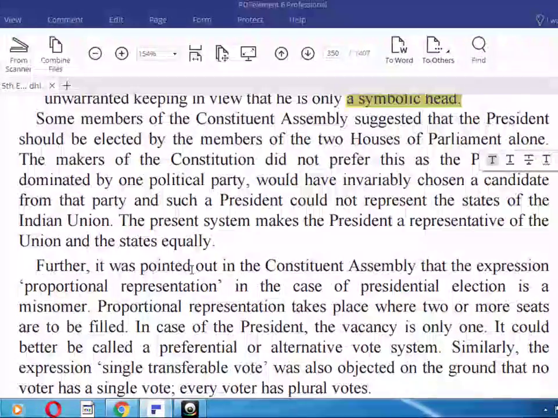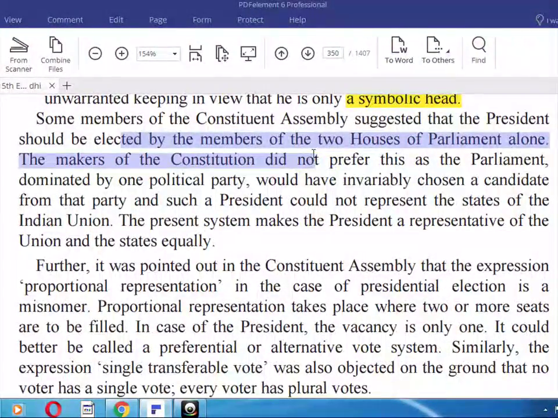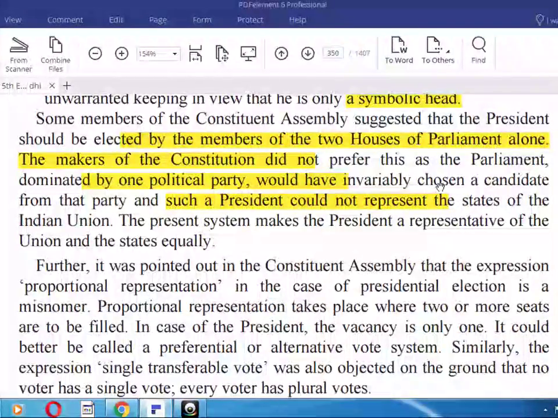Some members of the Constituent Assembly suggested that the President should be elected by the members of the two Houses of Parliament alone. The makers of the Constitution did not prefer this, as the Parliament is dominated by political parties. The ruling party would invariably choose a candidate from its own party, and such a President could not represent the states of the Indian Union.